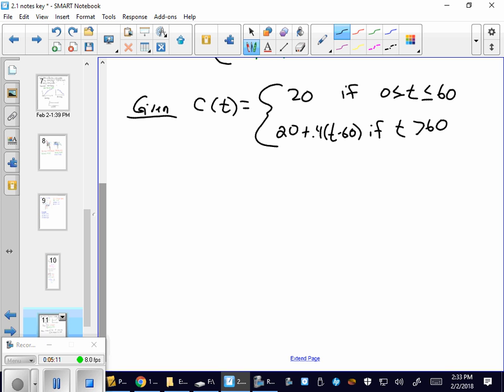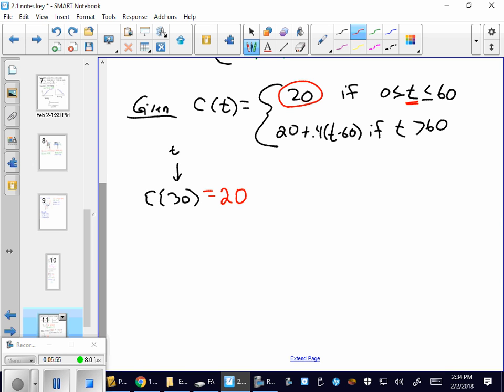So what we want to do is evaluate c of 30. What that means is I want to know what the function's value is when t is 30. This is your t value. Well, I'm going to look up here, and I'm going to say, wait a minute, t is 30. 30 is in between 0 and 60. So that means I'm going to use this top portion right here. Well, there's nothing to plug anything into. It's just telling me that if t is between 0 and 60, the value is 20. So this is simply 20. It's whatever that function's value is.